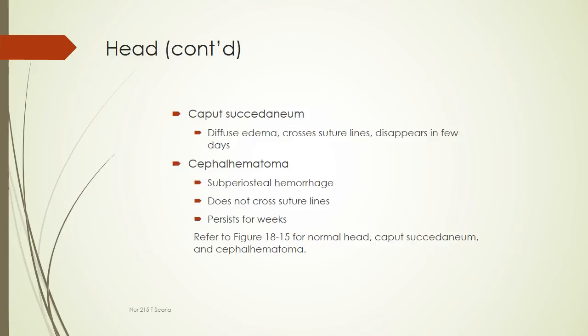I want you to know how to differentiate caput succedaneum and cephalhematoma. Caput succedaneum crosses the suture line, and cephalhematoma does not cross the suture line. In cephalhematoma, it is just one side. It stays on one side, but when you see the caput, it crosses the suture lines, and so that is how you need to differentiate it.